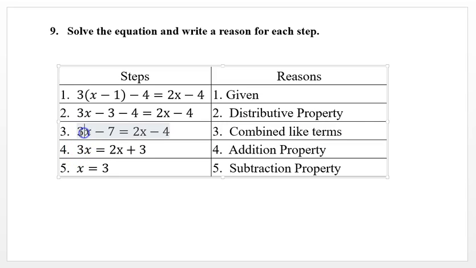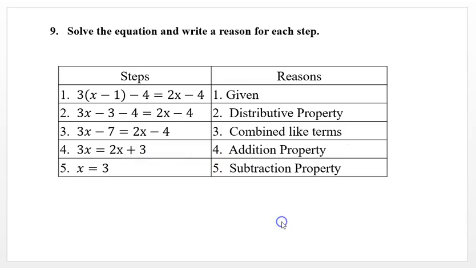Okay, from step 3 to step 4, what I had done is I added 7 to both sides of the equation. So when I do that, I get positive 3 on this side. So that's the addition property. And then from step 4 to step 5, I subtracted this 2x from both sides, which gives me x equals 3, and you use the subtraction property to get there. So that is number 9.